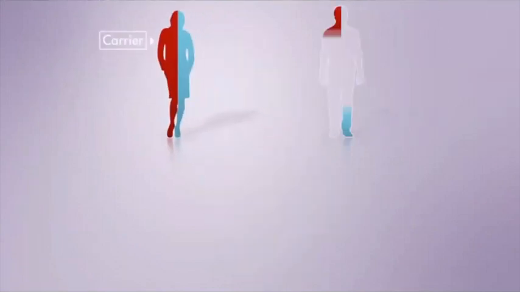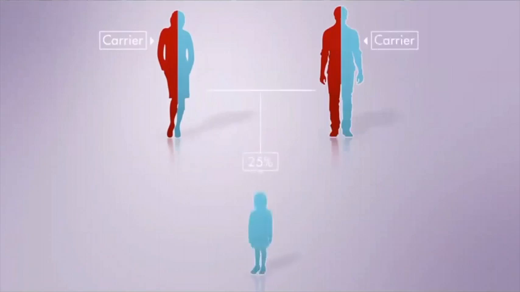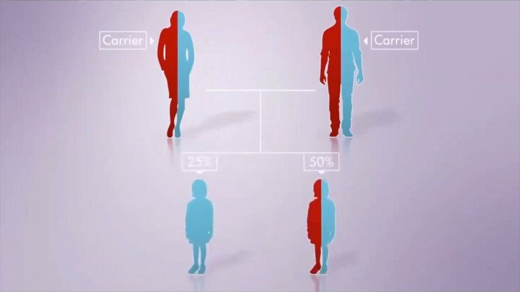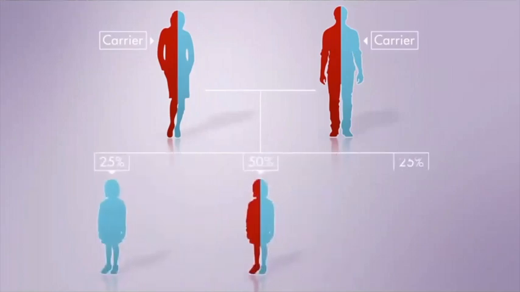When both parents are carriers, each child has a 25% chance of being healthy and free of GAA abnormalities. However, with each child, there is a 50% chance they will become a carrier, and a 25% chance of inheriting two defective GAA genes and thus developing Pompe disease.